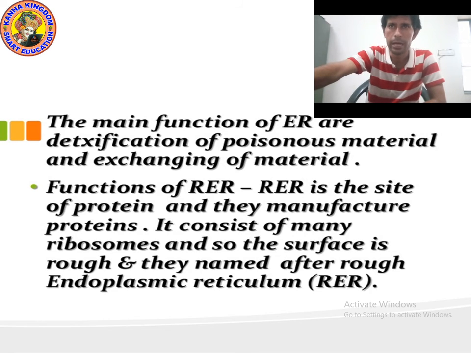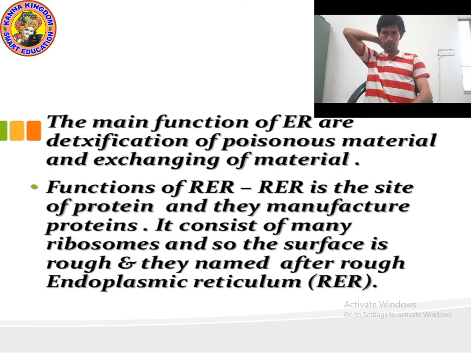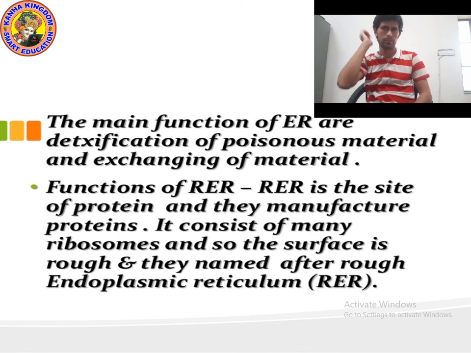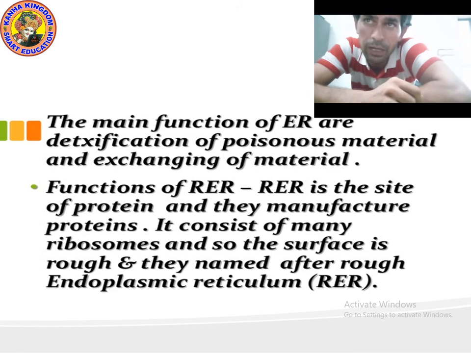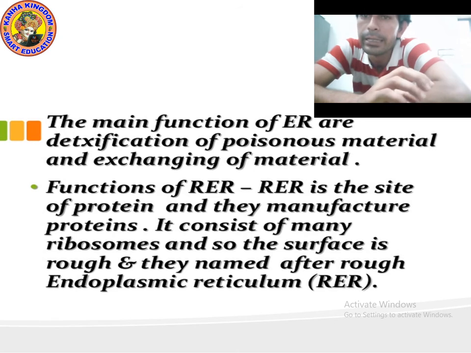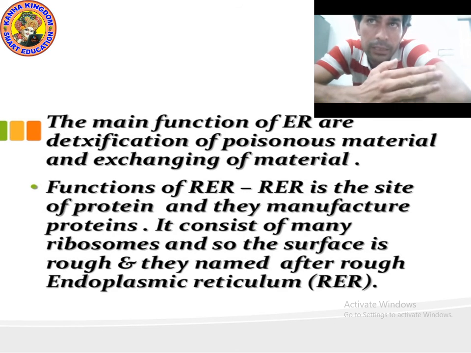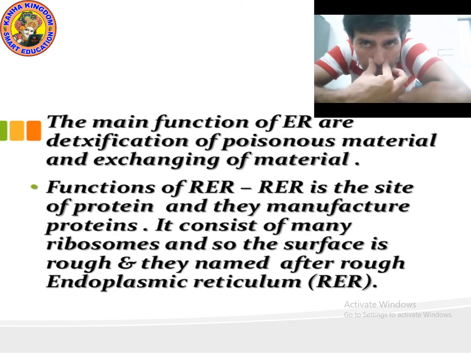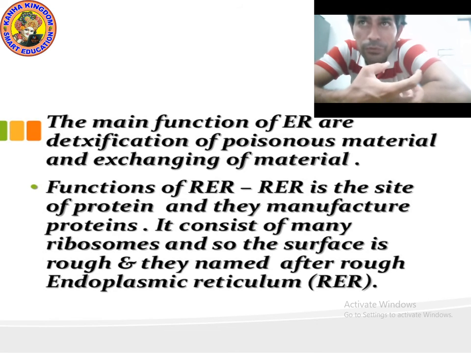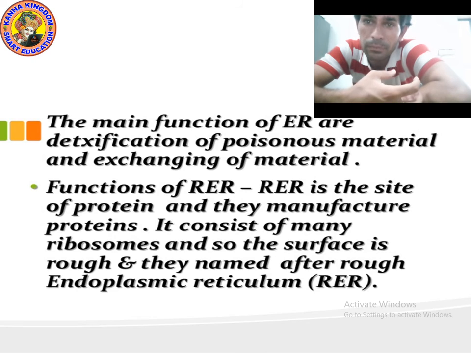And if we talk about the function of rough endoplasmic reticulum, it is the site of protein manufacture. Rough endoplasmic reticulum consists of many ribosomes, and we know the function of ribosome is to synthesize protein. So we can say rough endoplasmic reticulum manufactures protein.